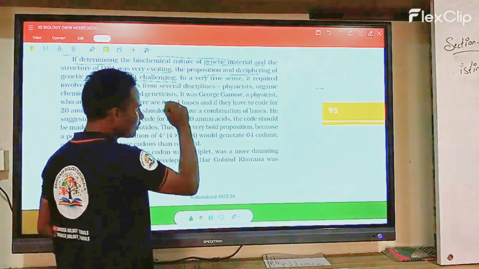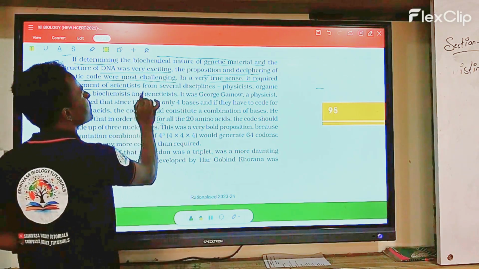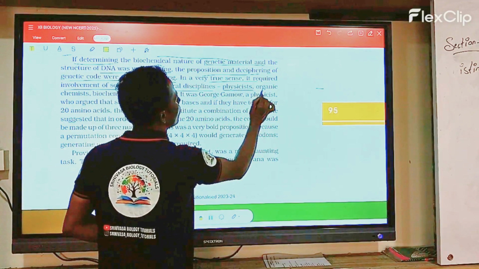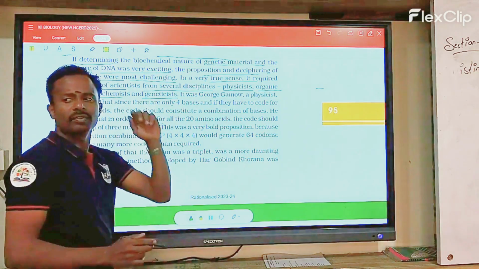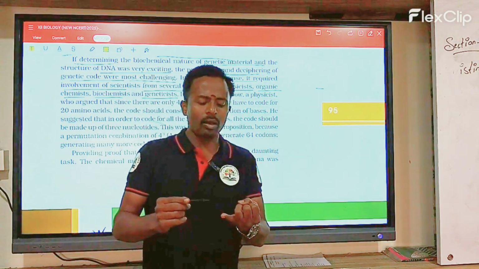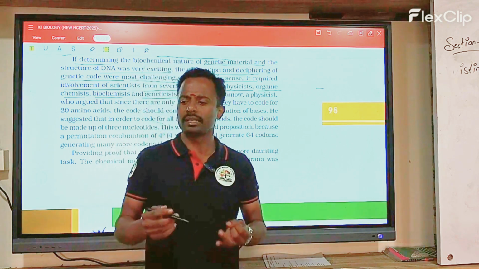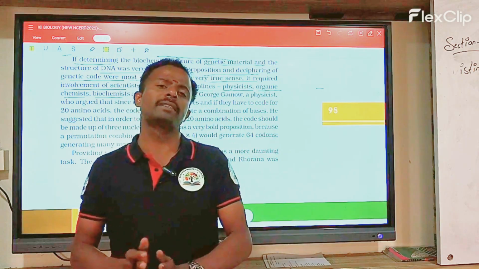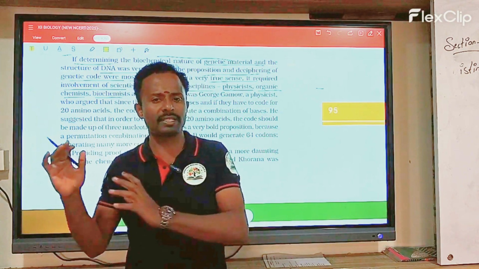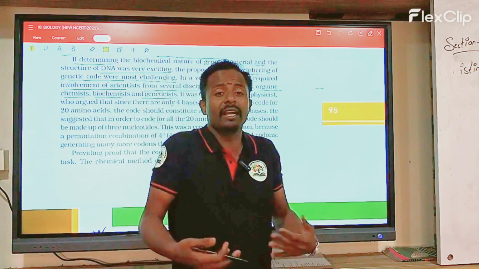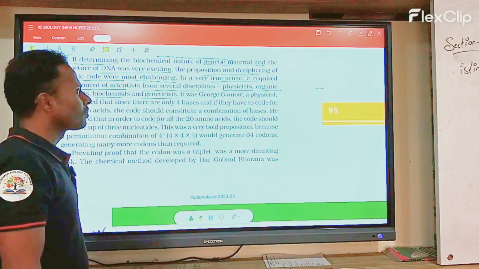Here, it truly required the involvement of scientists from several disciplines: physicists, organic chemists, biochemists and geneticists. Means different scientists, like geneticists, physicists and chemists, did experiments on the DNA, which carries the information from one generation to the next. They did a number of experiments on the DNA. Okay, let's see the first one.